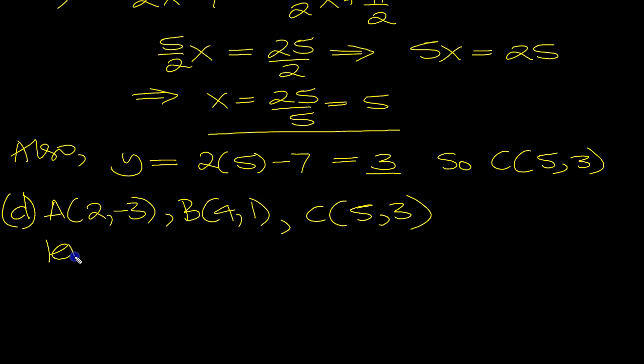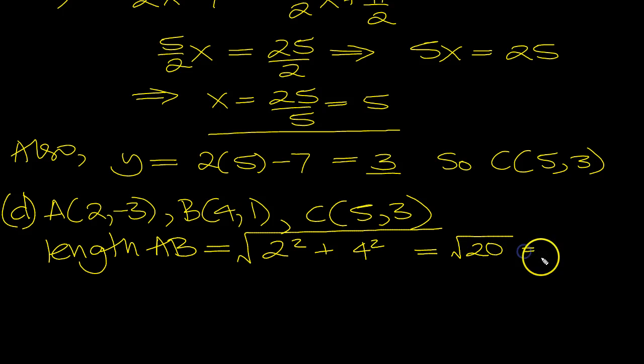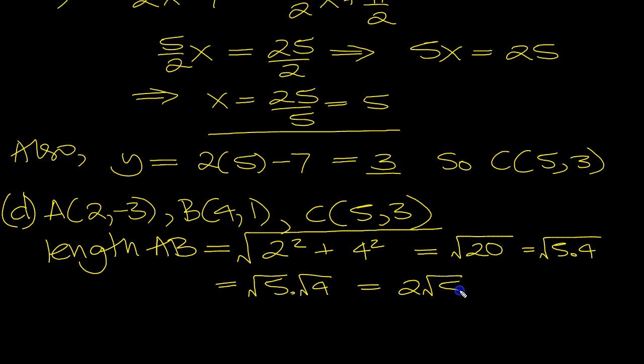So the length AB then. Well, it's the square root of the differences in the sides squared. It goes from 2 to 4, so that's 2 squared. Minus 3 to 1 is a difference of 4, so it'll be 4 squared. 16 plus 4 is 20. Root 20, which is the square root of 5 times 4, which equals root 5 times root 4. And root 4 is 2, so it's 2 root 5. So there's the length AB.